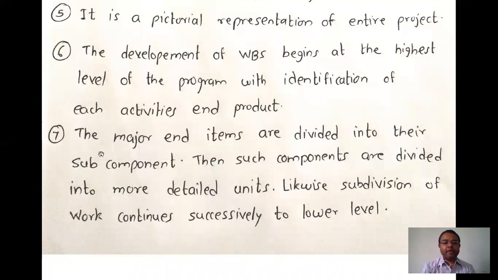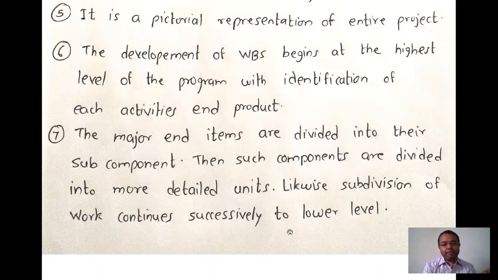In this case, the major end items are divided into their subcomponents. The end products are mainly divided into their subcomponents. Then such components are divided into more detailed units. Likewise, the subdivision of the work continues successively to the lower levels. Suppose one industry has n number of products, so one industry is producing n number of products.